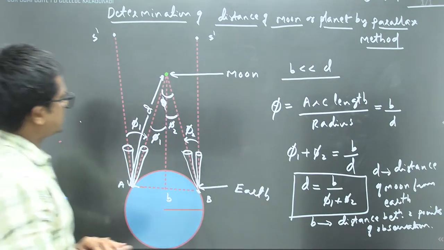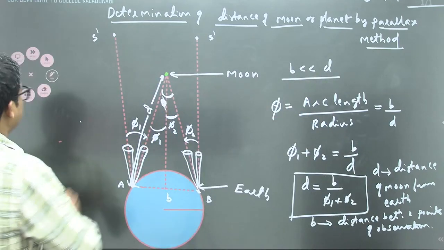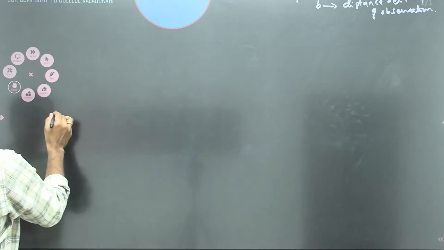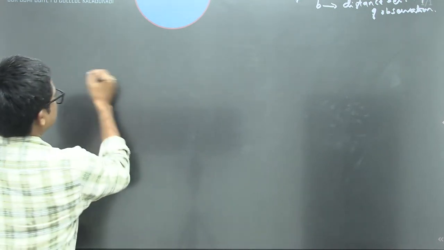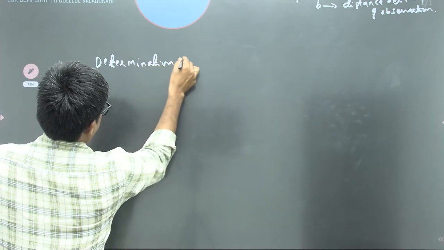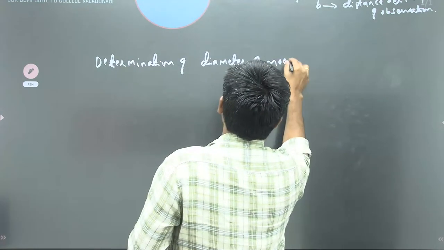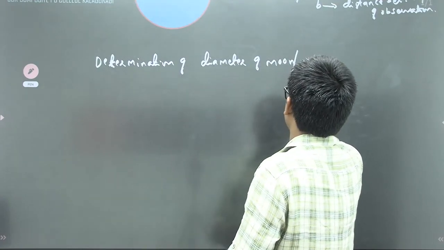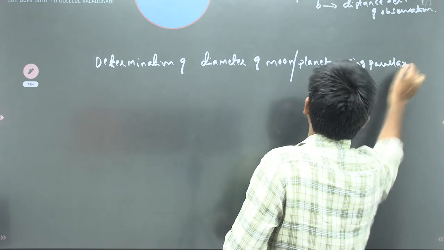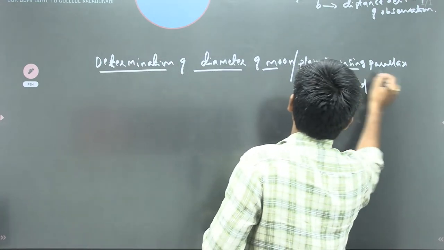Same parallax method I'll use for measuring the diameter of the sun, or even you can say the diameter of the moon also, right? Let me see, the next thing is what? Okay. Again, same parallax method only I'll use. Determination of diameter of moon or any planet using parallax method. We'll see the determination of the diameter of the moon or any planet using the parallax method.